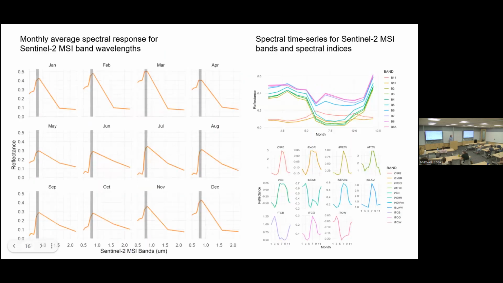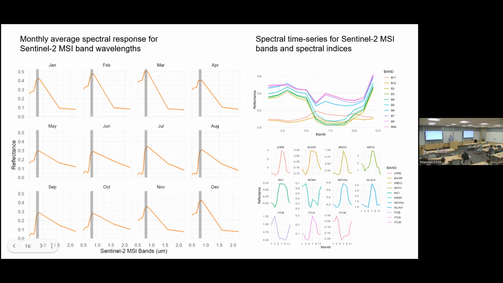So using this training data, we're able to then start to look at our Sentinel-2 imagery and our time series, right? To start to pick apart what is happening throughout the season at these locations of aspen forests. What we're looking at here on the left is our monthly average spectral response across the Sentinel-2 MSI bands in micrometers. This gray line here is the red edge region, highlighting that region and how it changes throughout the season.